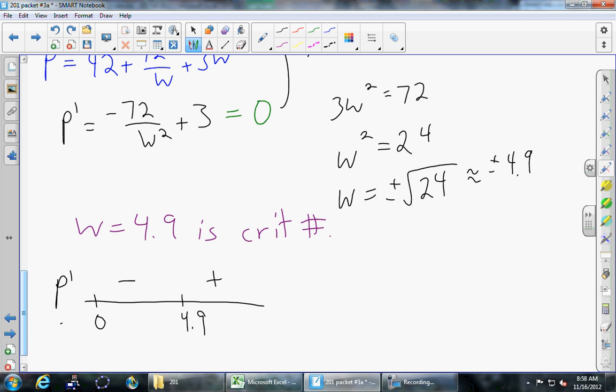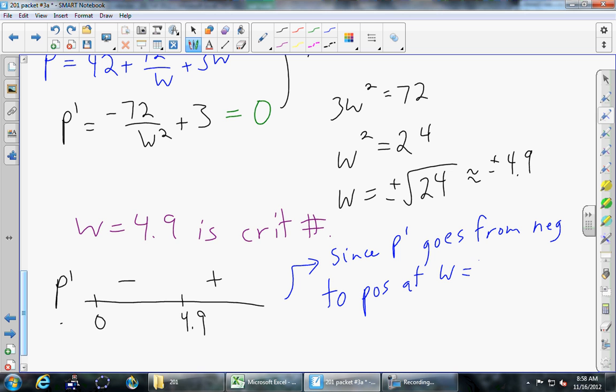So I will try to set a good example, and many of you on the last quiz wrote down a phrase that was just about word for word from what I had written here. So since P prime goes from negative to positive at W equals 4.9, we have a min at W is 4.9.